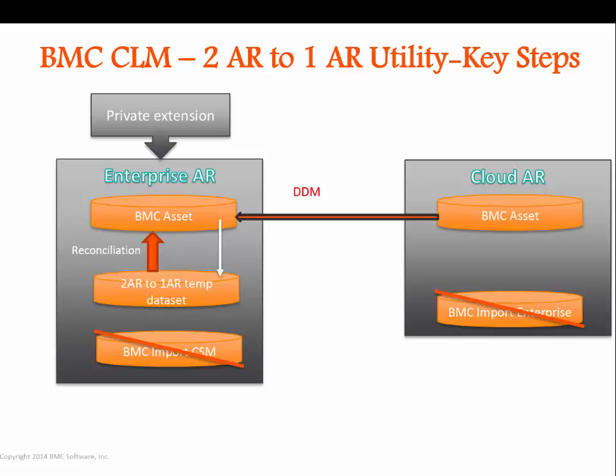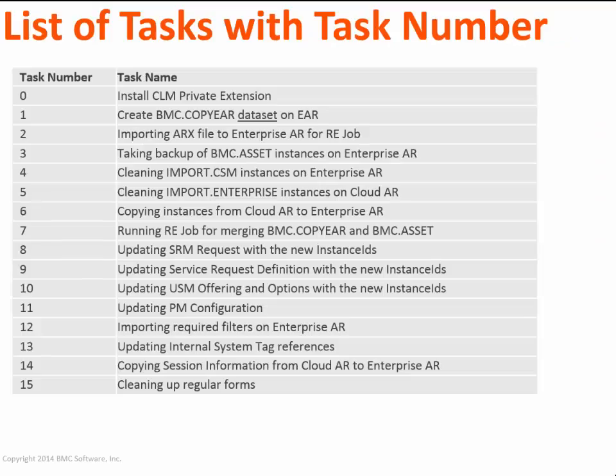In this utility, we install the private extension on Enterprise AR, clean transient data from the temporary dataset on both ARs, temporarily move data from the asset dataset on Enterprise AR to a copy AR dataset created by the utility, and move all CMDB data on Cloud AR from the asset dataset to the Enterprise AR asset dataset. Once this is done, the utility merges back data from the copy AR dataset to the asset dataset on Enterprise AR. With a few other minor updates, the setup becomes ready to use in single AR mode. Apart from the steps we discussed, there are other supporting tasks as well which get executed during the 2ARto1AR merge process. Here is the complete list of tasks along with their task numbers.